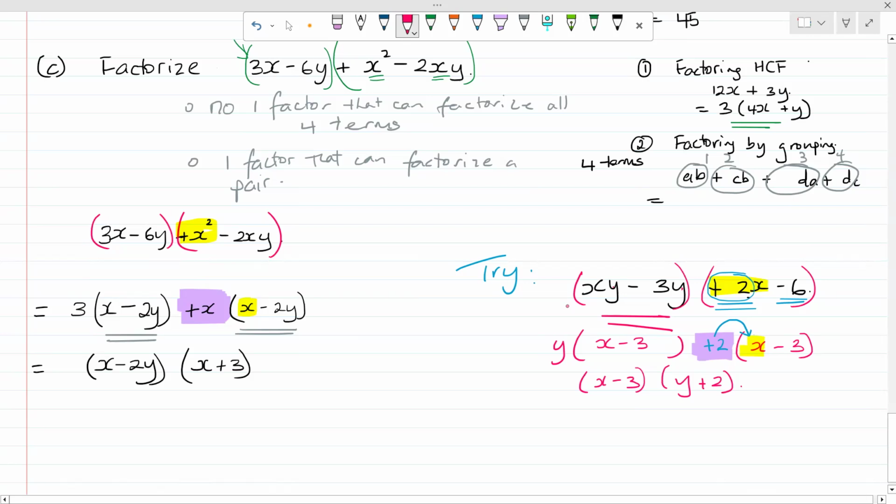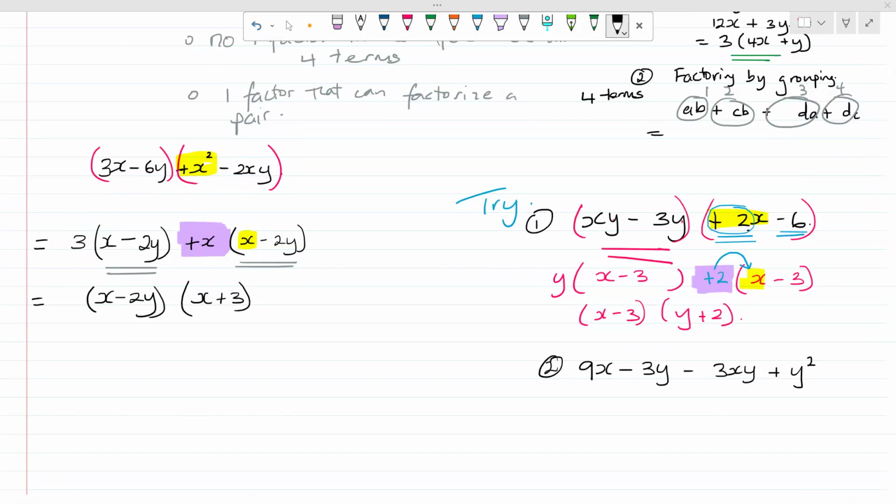All right, I'll give you another one to look at. Try 9x minus 3y minus 3xy plus y squared. Try this one. Same thing like what we did there, right? Everybody have it now? So let's look at this one.